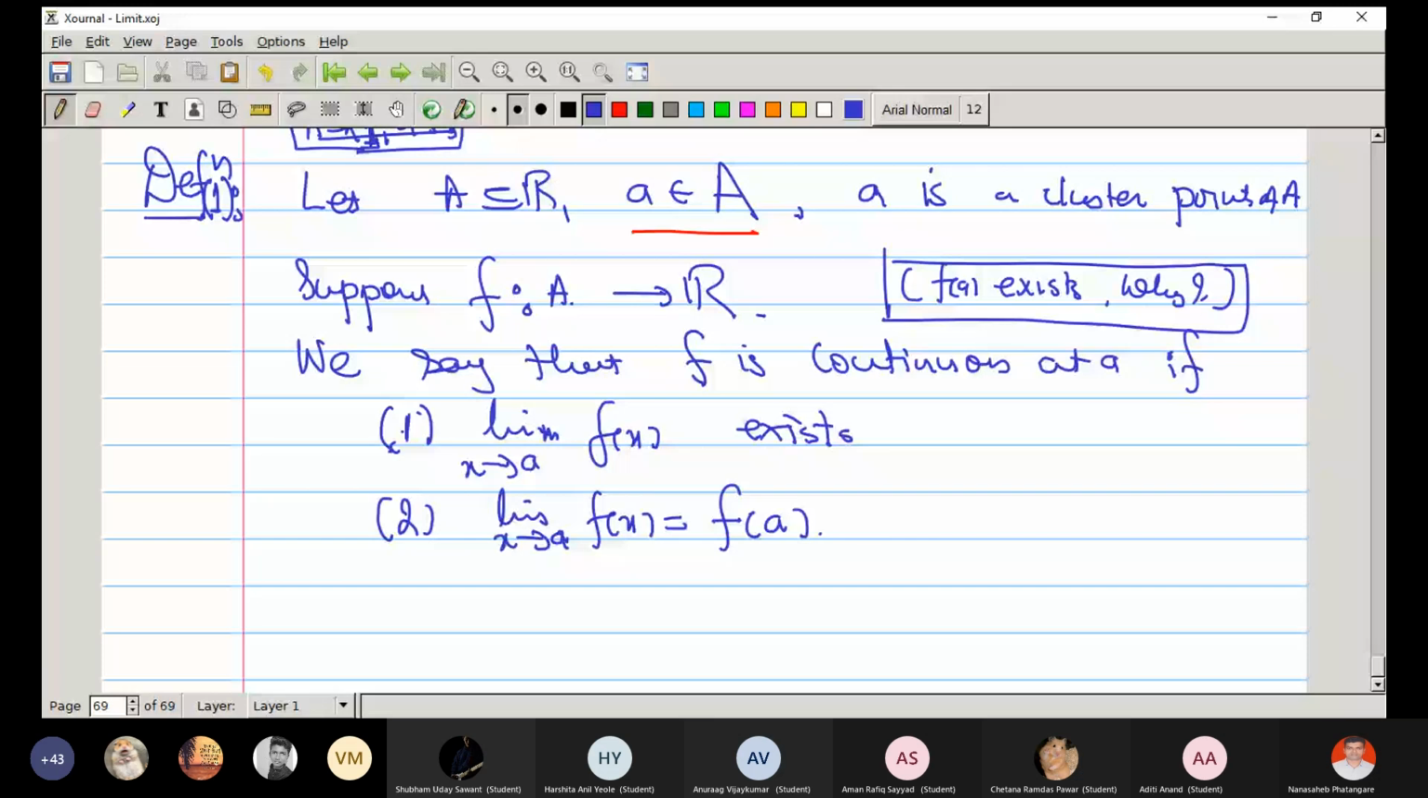The function is defined at a because we are choosing a from the domain. While talking about limit, we didn't put this condition that a is in the domain. The function might not be defined. Okay, this definition is clear. Am I right? Yes, sir. Okay.